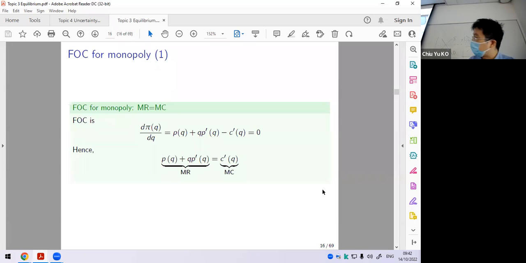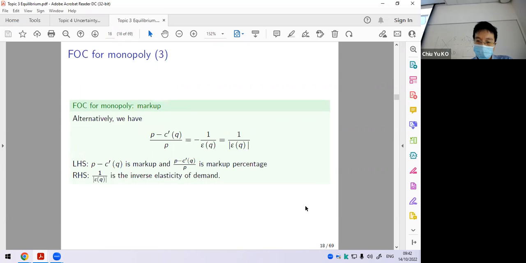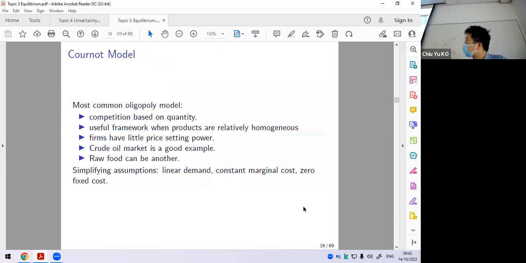I guess this is what you learned. And this is exactly the same thing here, but we just do more math here. And the next thing we cover is Cournot. The main idea of Cournot, which we will cover more, is that firms compete in quantity.